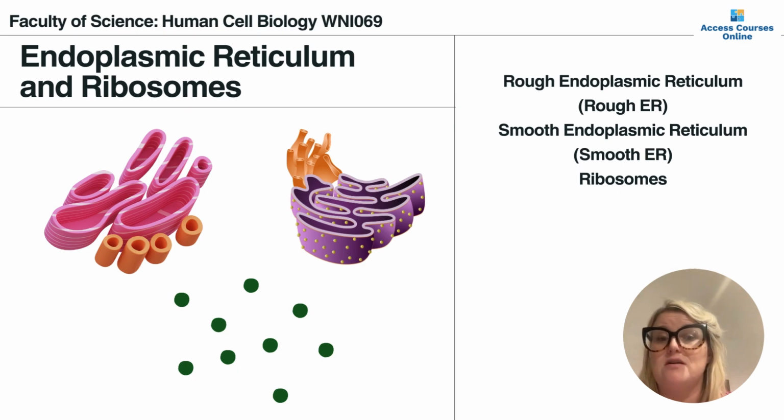So in summary, the rough ER works closely with the ribosomes to synthesize and process proteins, whereas the smooth ER handles lipid production and other vital tasks. But together, these organelles ensure that the cell can produce the proteins that it needs and allow all of those processes to allow the cell to function properly.